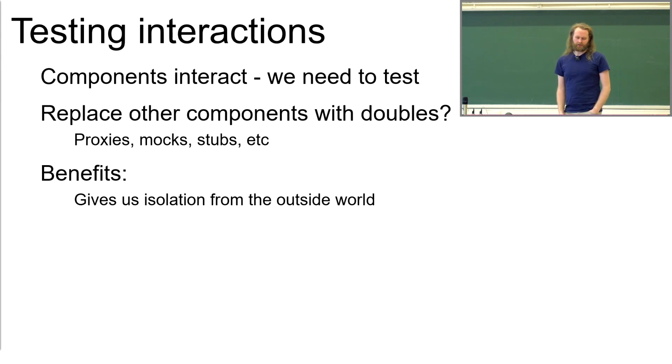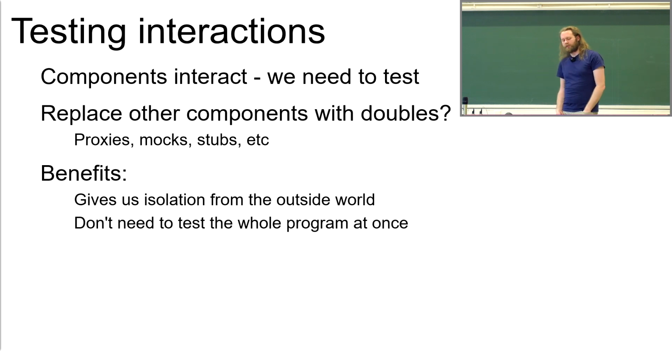So that gives you isolation from the outside world. You can test one thing against a lot of fakes. You don't need to set up everything, because the moment you need to set up this one, you need to set up whatever that one interacts with, and now you need to set up the entire program. So in order to get isolation, you set up fakes instead of the real thing.